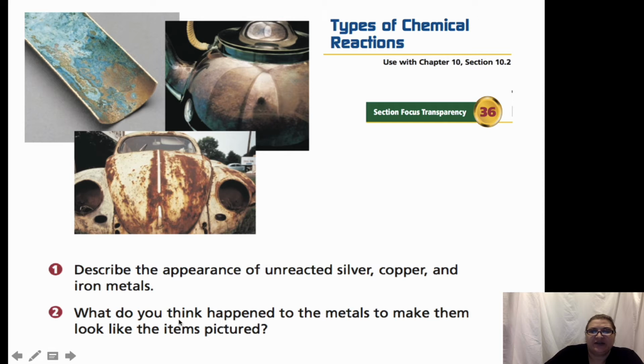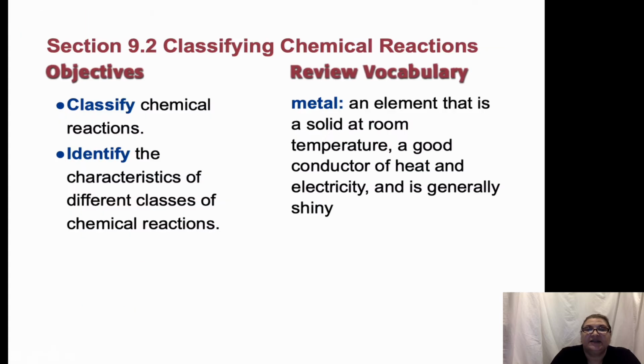So they're asking, what do you think happened to the metal? It looks like it was exposed to gases in the atmosphere, oxygen maybe, moisture. Those are some of the factors that can cause rust on metal. Today's objective is we're going to classify chemical reactions and identify characteristics of different classes of chemical reactions.